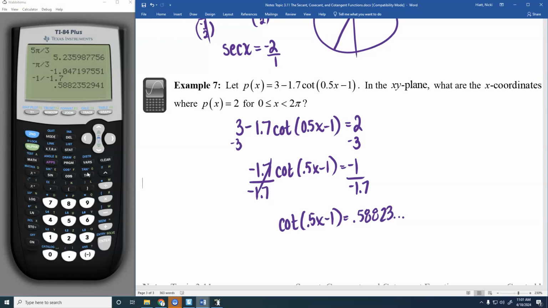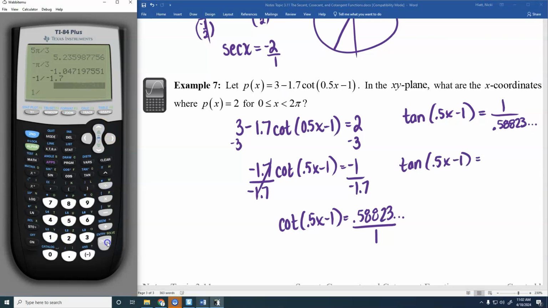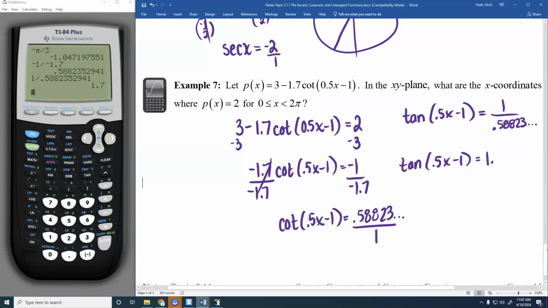But tangent and cotangent are reciprocals, right? Right now, this is 0.58823 and so on over 1, right? So if I switch this to tangent of 0.5x minus 1, what will I get over here? 1 over that big decimal, 0.58823, and so on. So tangent of 0.5x minus 1 is going to equal 1 divided by that number up here, and that gives us 1.7.